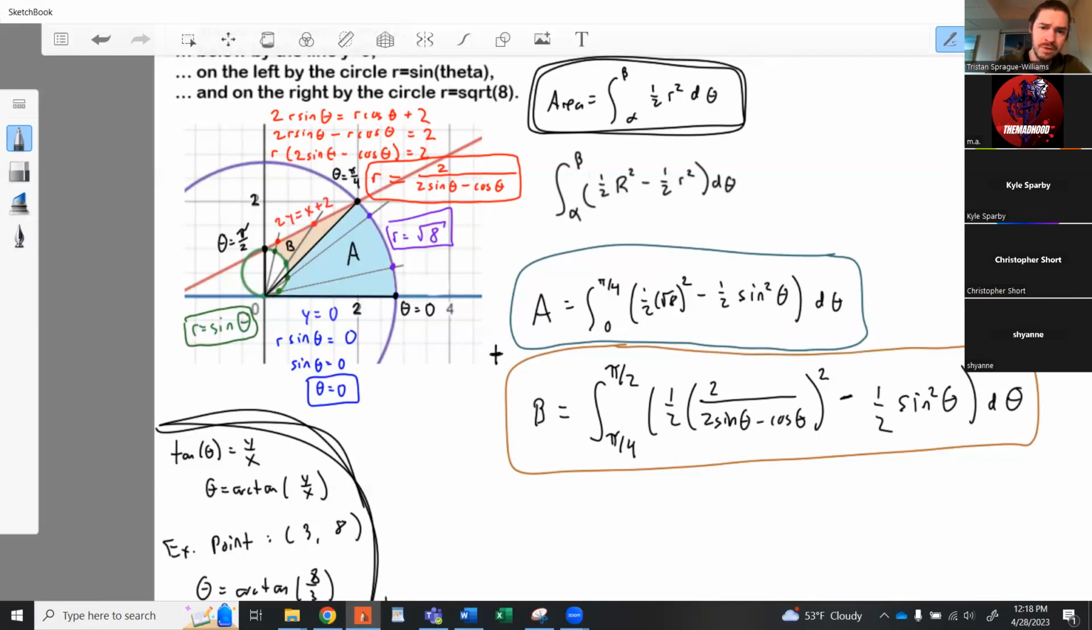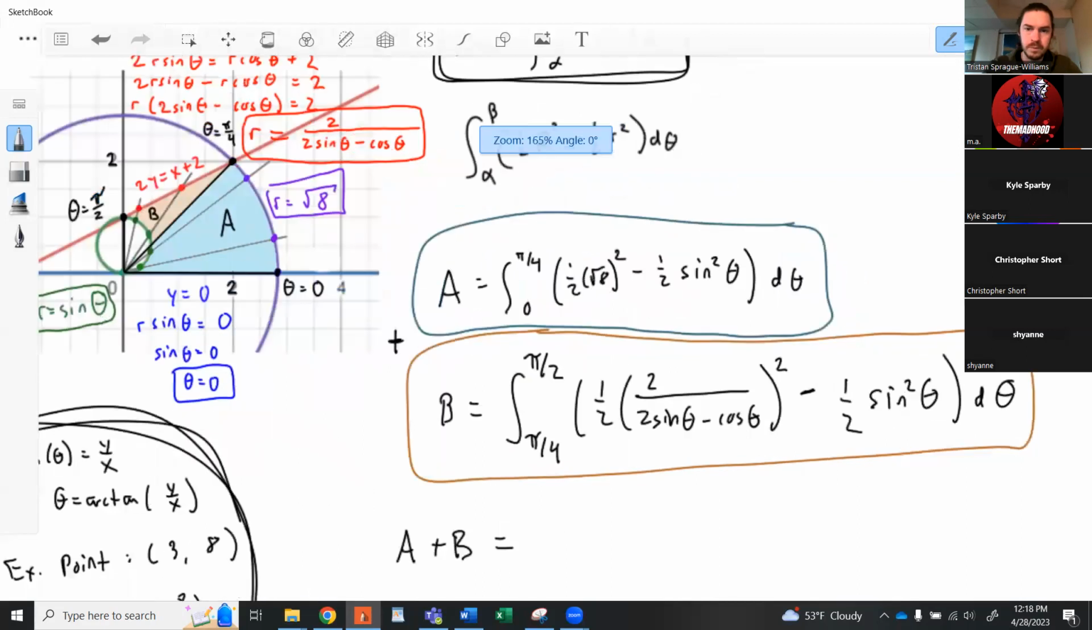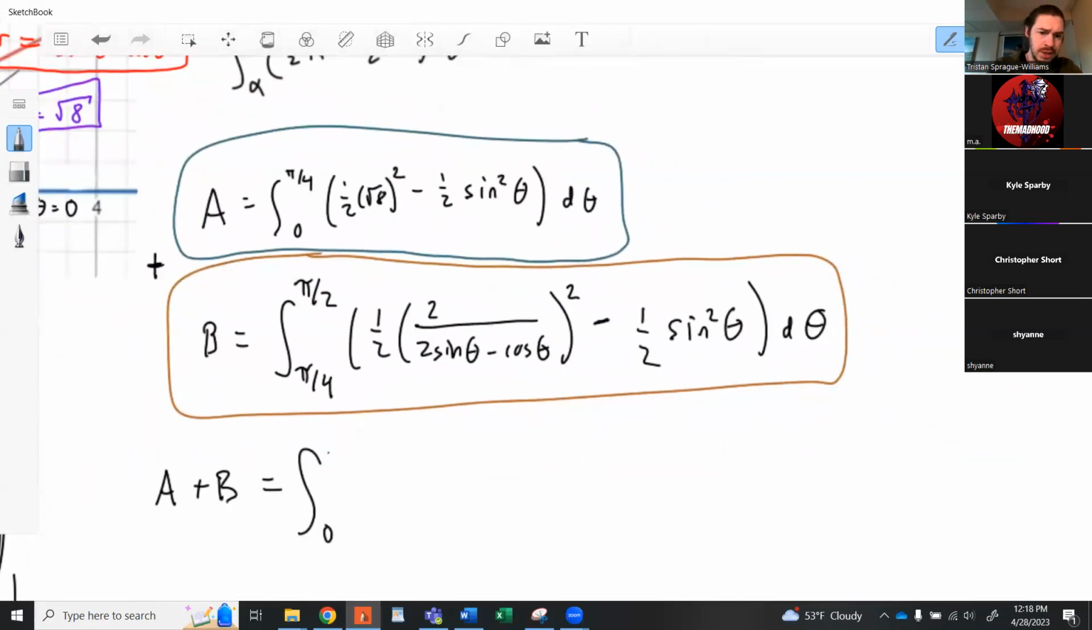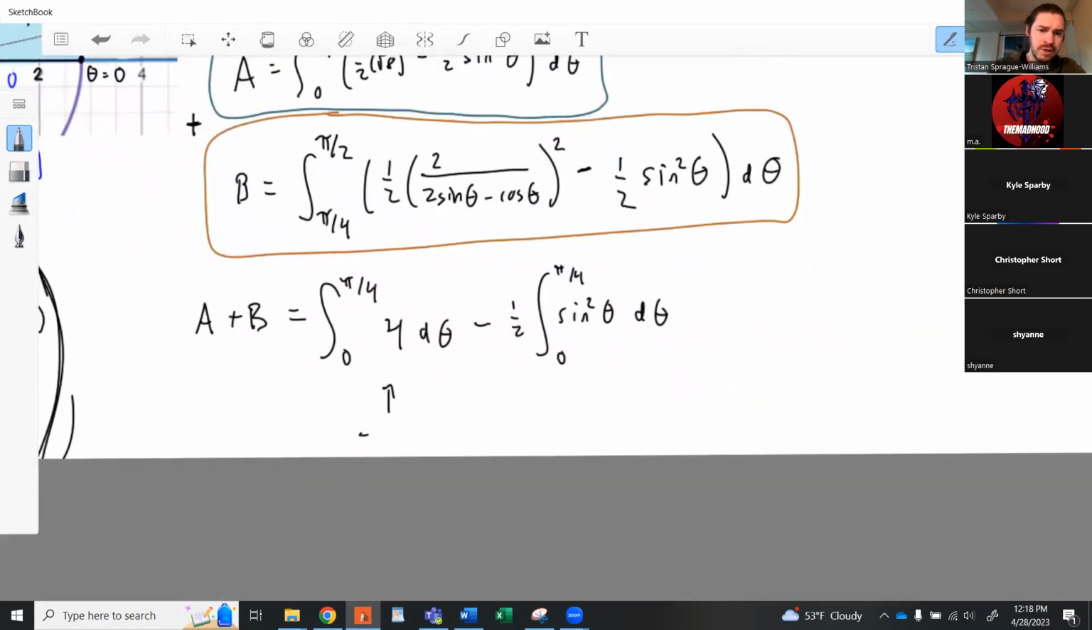And we're going to add these two together, A plus B, to obtain our total area. So, how would we actually do this? Well, this is just 1/2 times square root of 8 squared. That's 8. 1/2 times 8 is just 4. So that is a nice, simple integral to solve. I think that integrating sine squared is pretty simple as well. We have done that plenty of times before, right? So this one I'll just say easy.